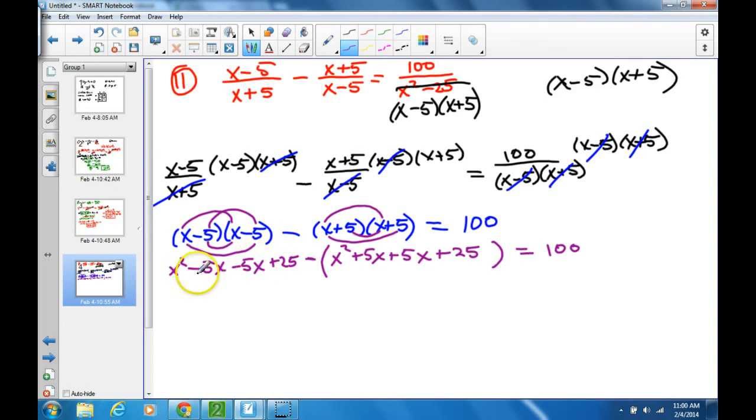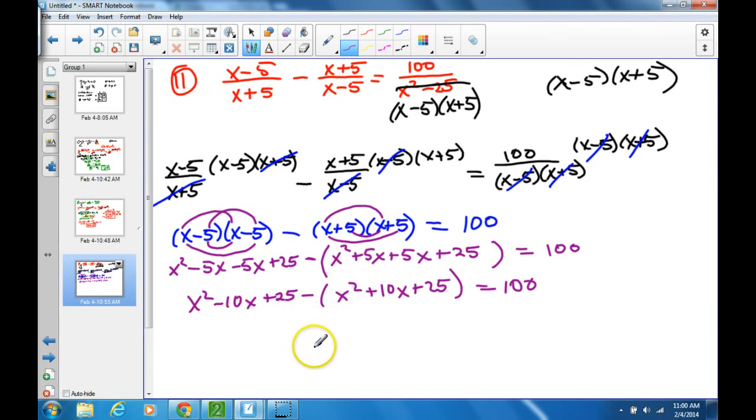Yep. So let's simplify this out. We have x squared minus 10x plus 25 minus x squared plus 10x plus 25 equals 100. Now, what happens with this second polynomial because we have this negative sign in front? It becomes a negative. Right, so everything inside of here becomes negative because we have this negative in front. I'm going to change this to a positive.